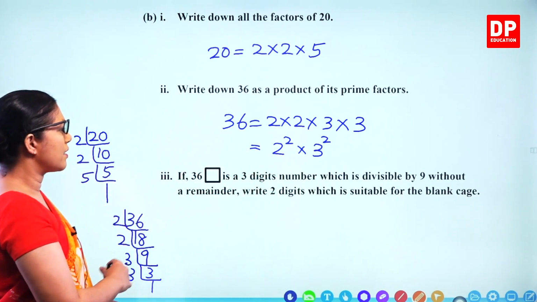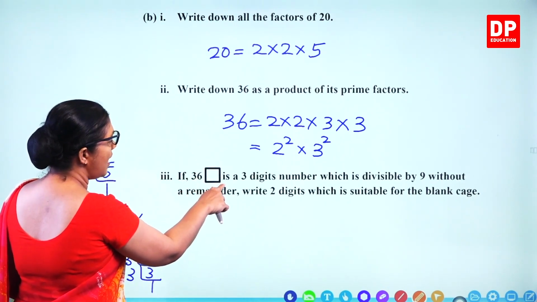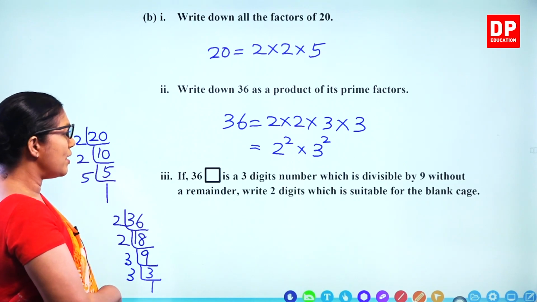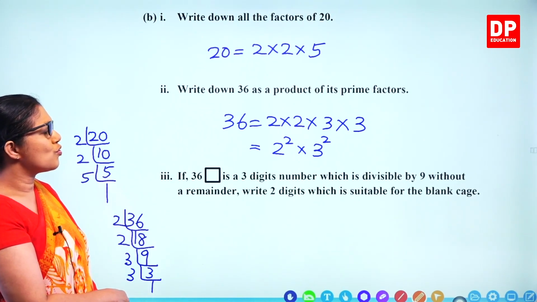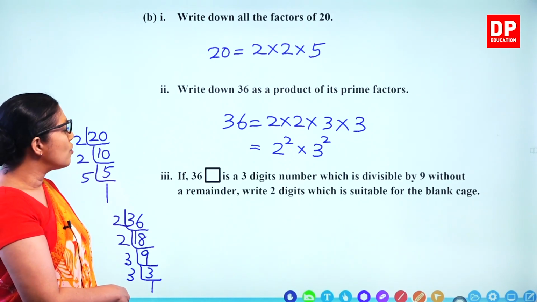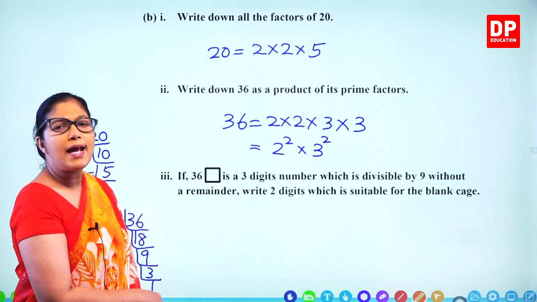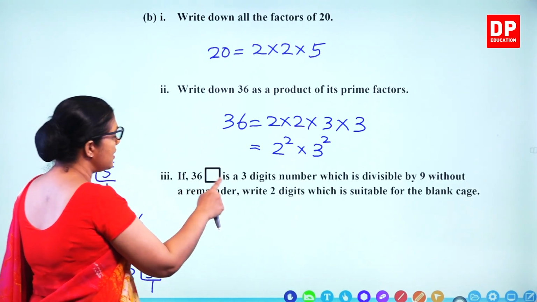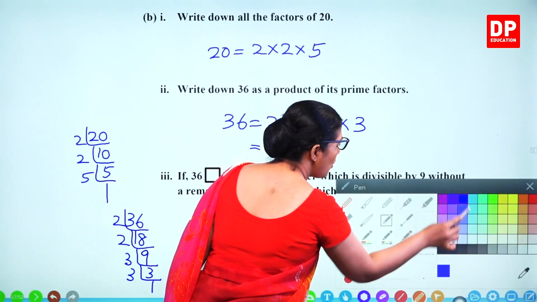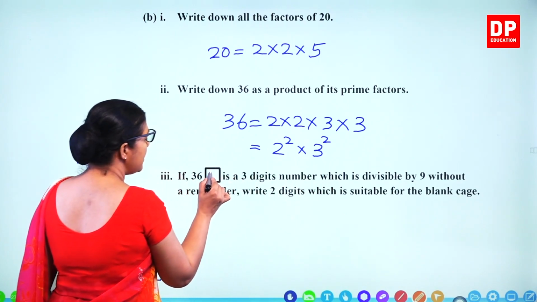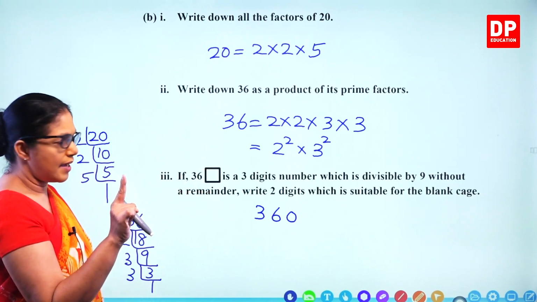If 3, 6 and a blank is a 3-digit number which is divisible by 9 without a remainder, write 2 digits which are suitable for the blank. So if it's divisible by 9, the digital root should be 9. So what's the digital root now? 3 and 6, 9 is already there. So how do you get 9? This can be 0. Then the digital root is 9.